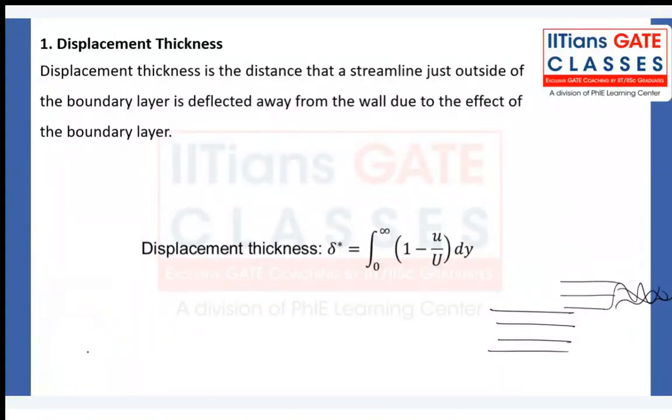So displacement thickness, that is a very important thing, and why we need that thickness, that is also one of the important questions. A displacement thickness is the distance that a streamline just outside the boundary layer is deflected away from the wall due to the effect of the boundary layer. Now, note down one more definition.